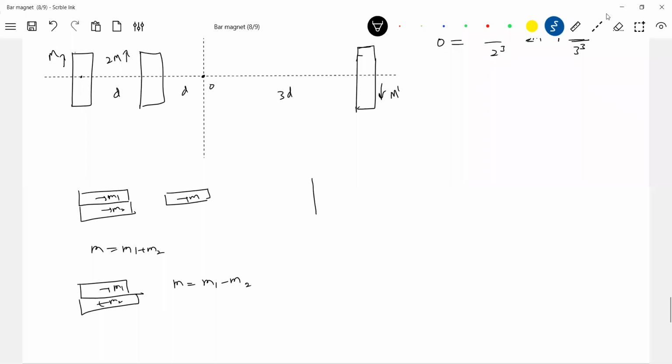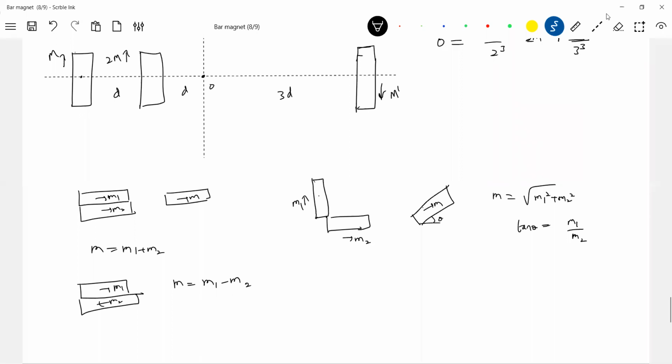Similarly, if the magnets are arranged like this, then what is the resultant dipole moment? The resultant dipole moment is given by m is equal to root of m1 square plus m2 square. And the angle is given by tan theta equals m1 by m2. You can replace those two short bar magnets, but they should be strictly in contact. They should not be separated far away.